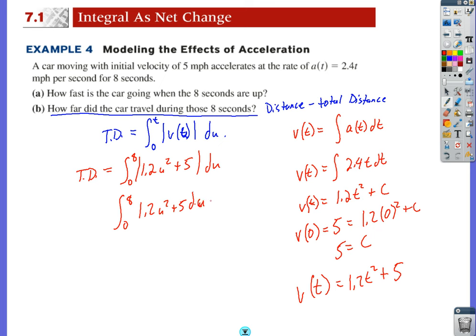I take my antiderivative, raise it up a power, so it'll be divided by that new one, which is 3. So it's 0.4 u cubed plus 5u evaluated from 0 to 8. And with the help of a calculator, I get 244.8 minus 0, which is equal to 244.8.